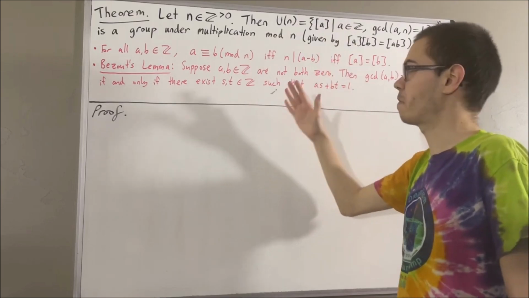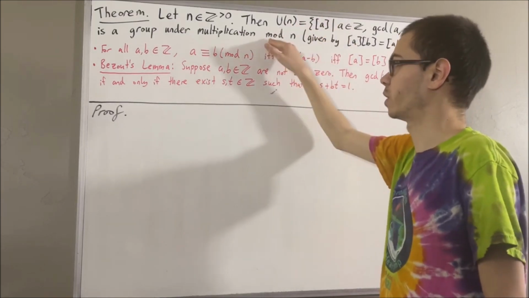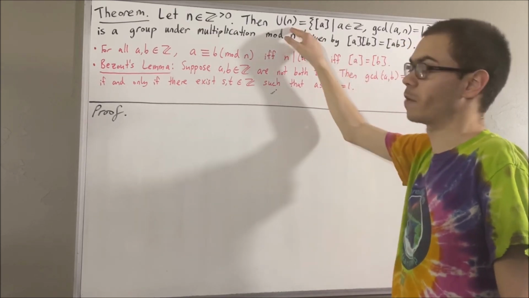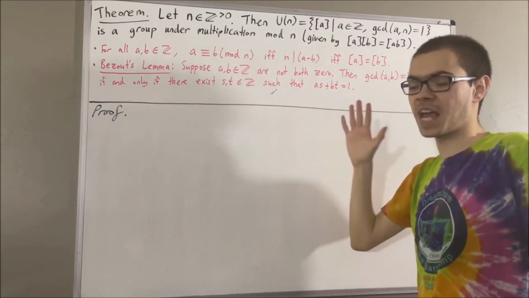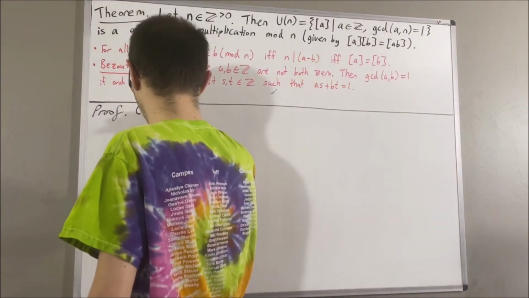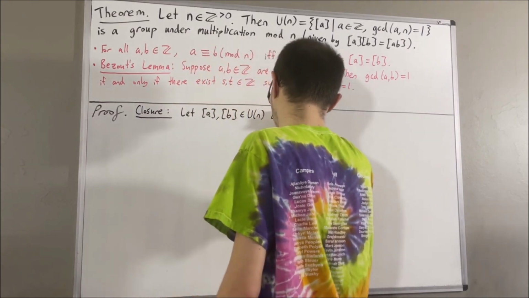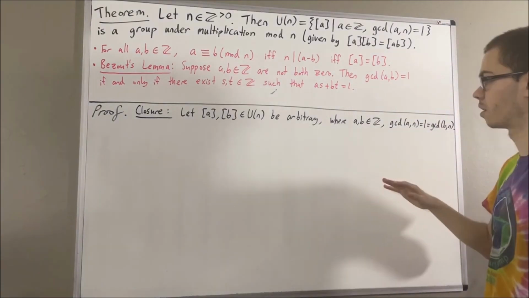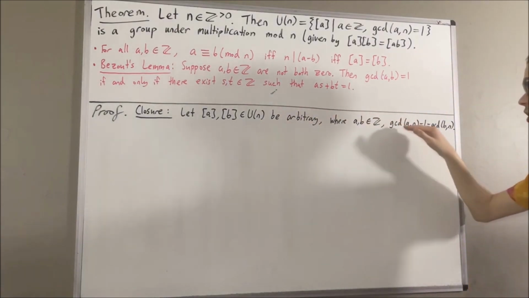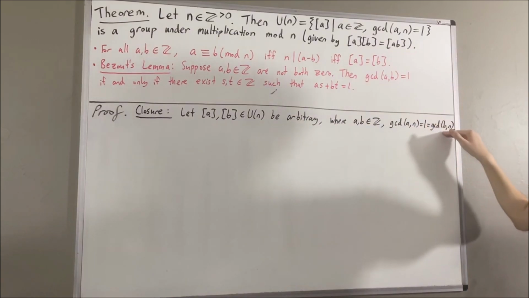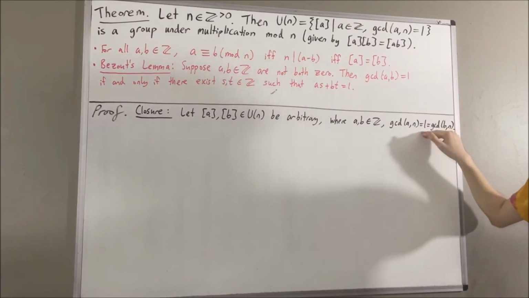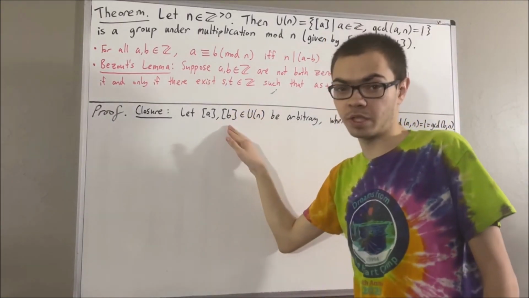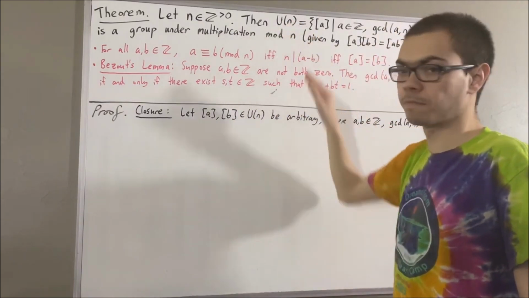So let's start out by verifying that U(n) is closed under multiplication modulo n. To do that, let's give ourselves two arbitrary elements of U(n). I'll call them the equivalence class of a and the equivalence class of b. Now, by definition of U(n), we get that the greatest common divisor of a and n and the greatest common divisor of b and n are equal to 1. Now, the whole goal is to show that the equivalence class of a times the equivalence class of b also belongs to U(n).